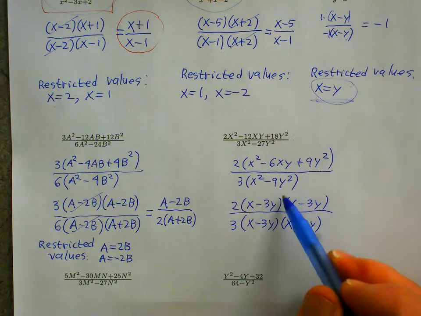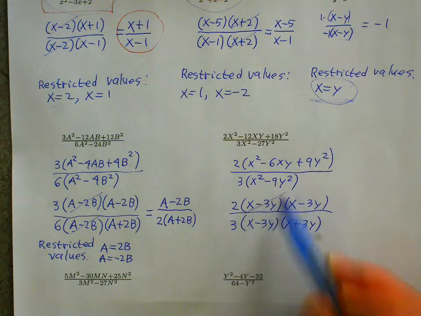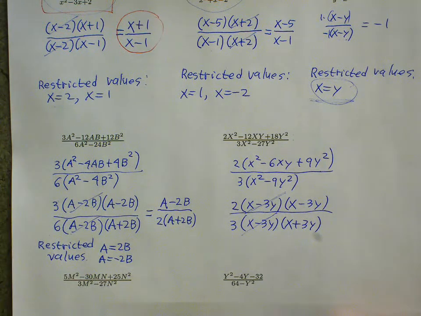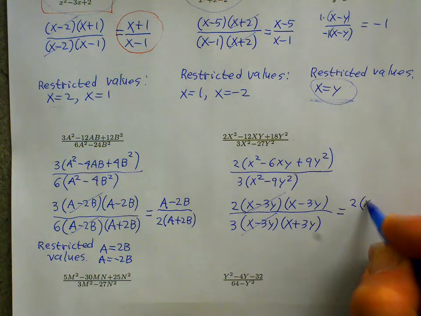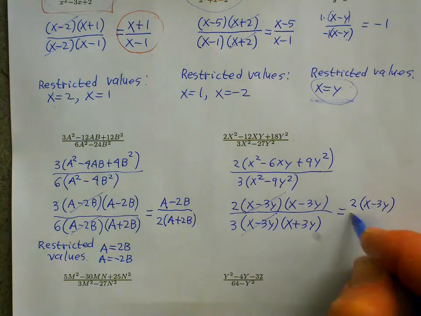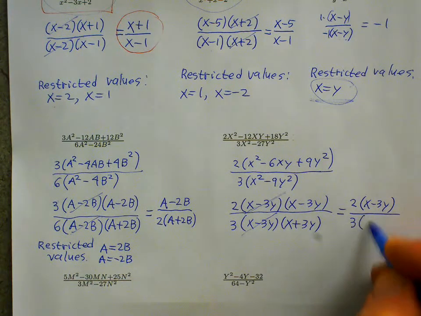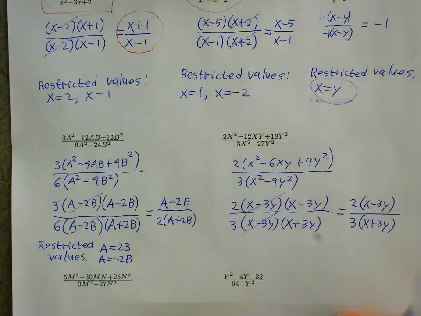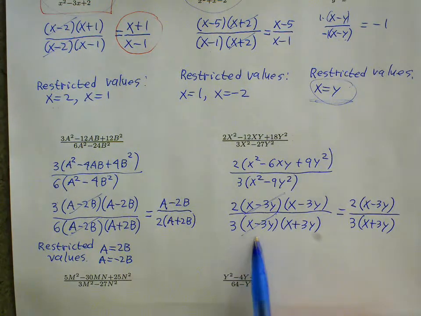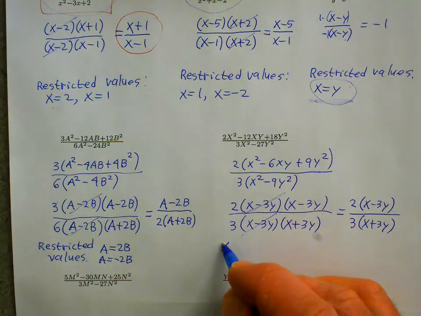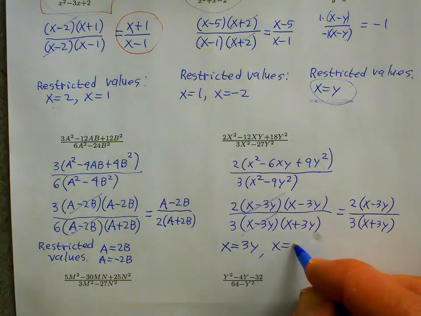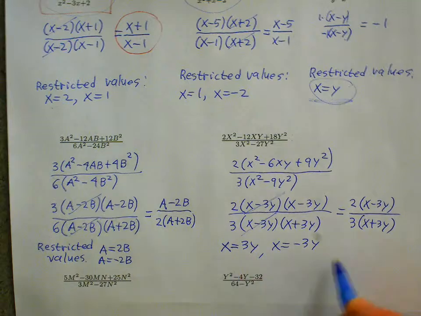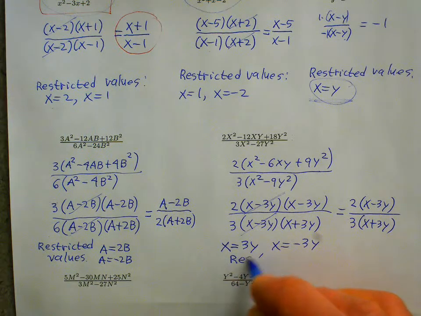So one factor of x minus 3y from the numerator cancels with the x minus 3y from the denominator. And nothing else can be simplified, so we can just write 2 times x minus 3y in the numerator divided by 3 times x plus 3y in the denominator. The restricted values are anytime x is 3y and x is equal to negative 3y, those will determine the restricted values.